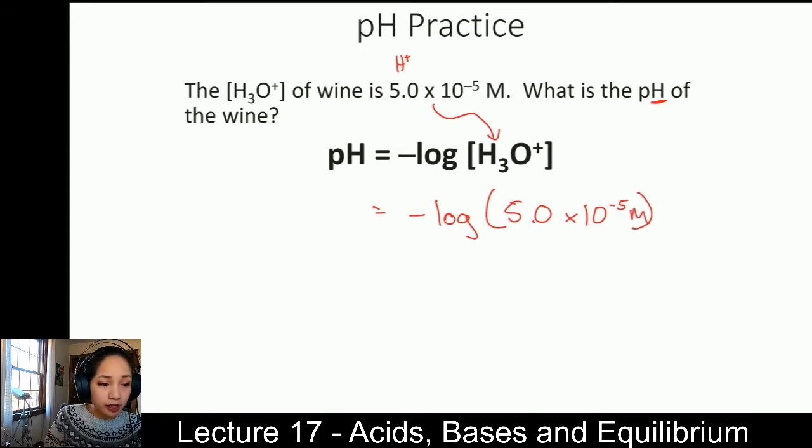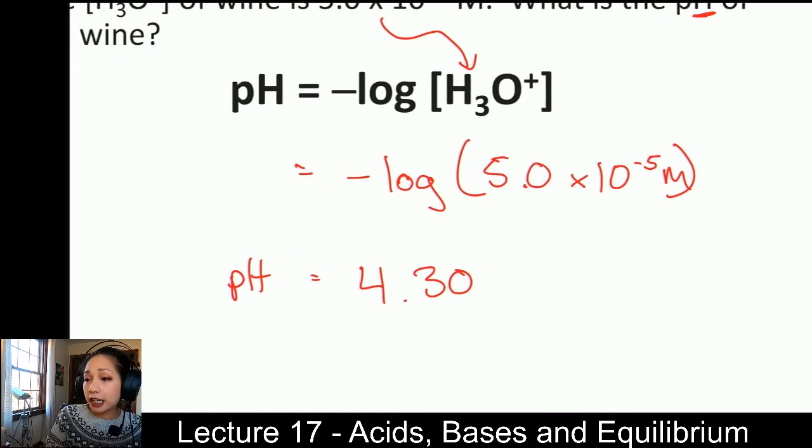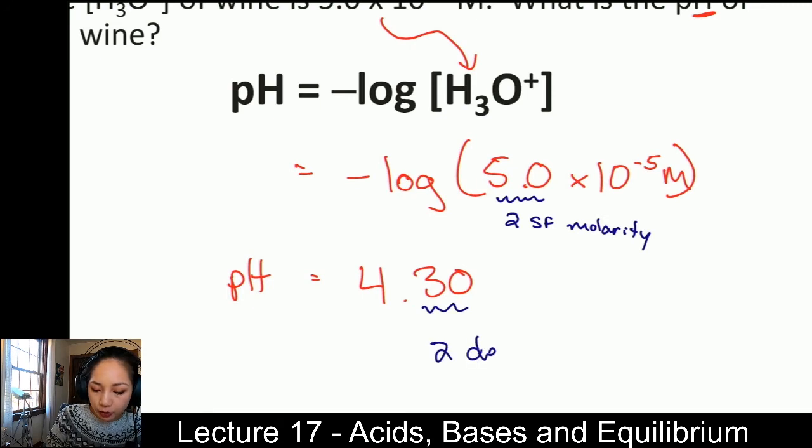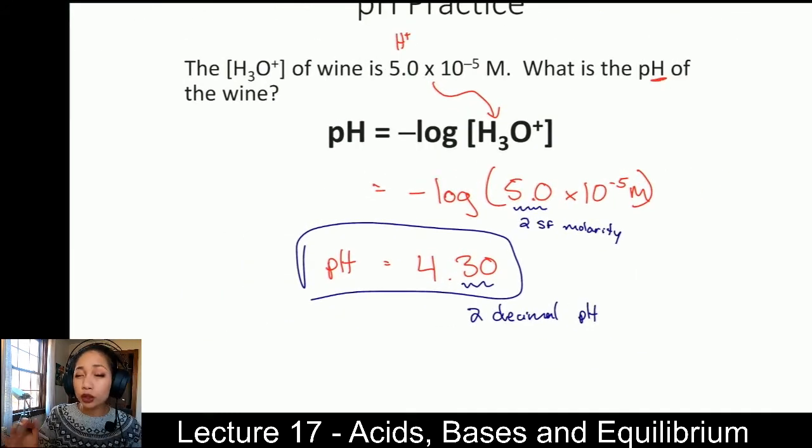That's our H plus, it gives it to us. It is 4.30. So wine is acidic. Cool. And let's take a look at sig figs here. Since molarity has 2 sig figs, we need 2 decimals in our pH. And so this is the correct answer. pH is 4.30. So it looks like it gained sig figs, but remember the whole number out front does not contribute to sig figs for logarithms.